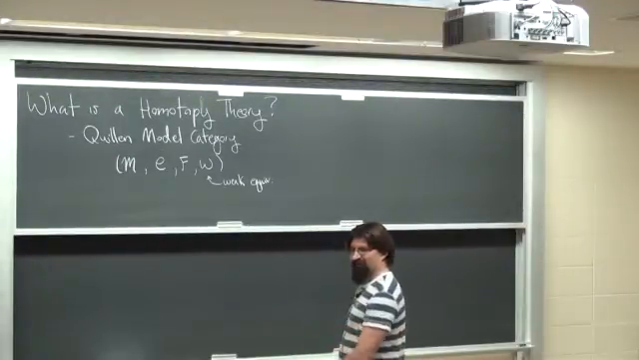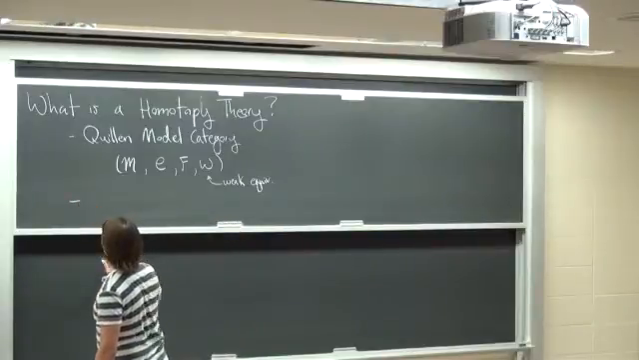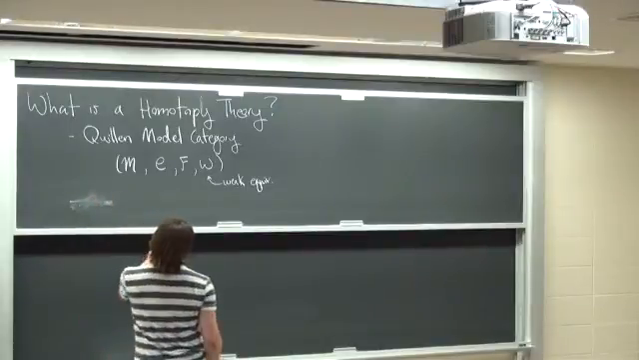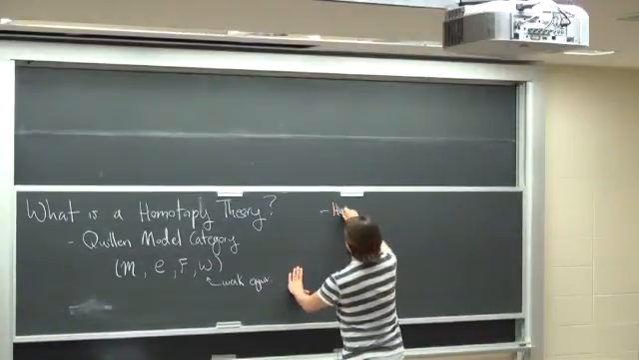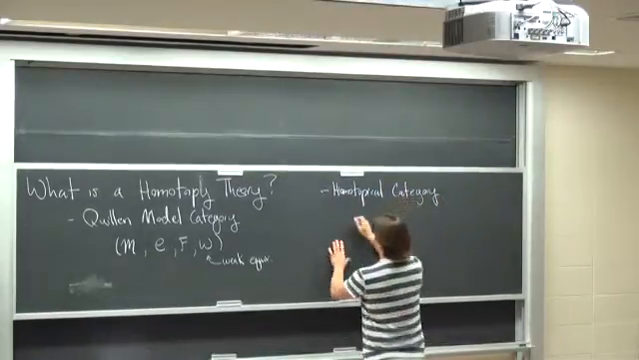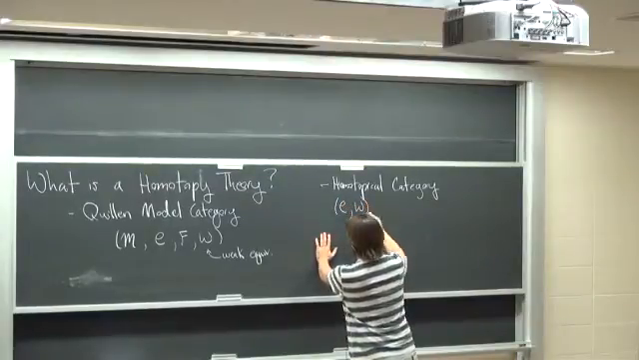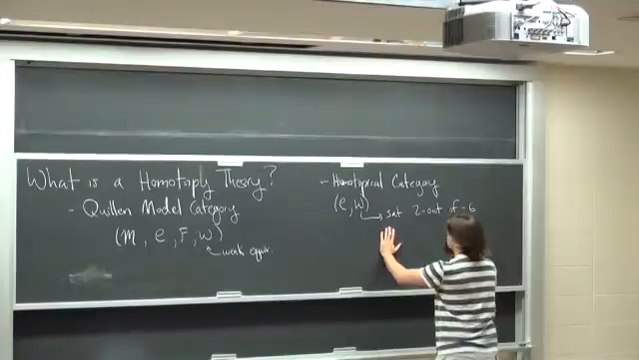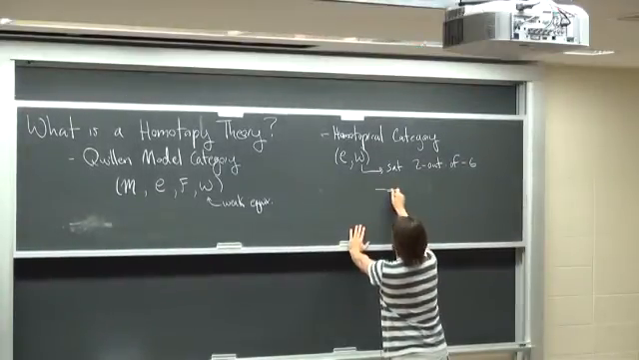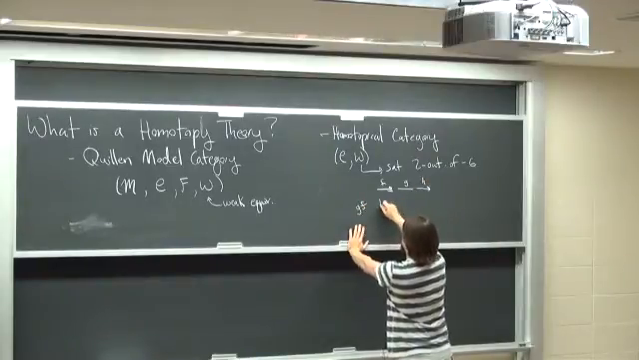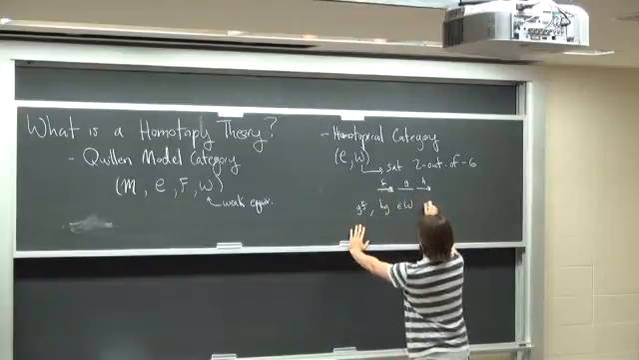So I'm about to go even weaker than this. This is some particular structure, so maybe you'll be happier with slightly less structure. Another possibility is what is called a homotopical category. This is just a category and a collection of weak equivalences W which satisfy the 2 out of 6 property. That means if you have three composable maps F, G, and H, and if these two composites are in W, then everything is in W.